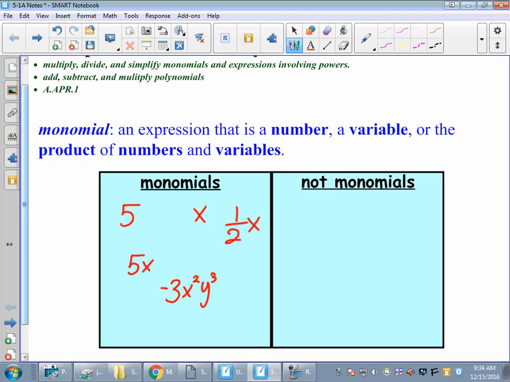Now sometimes when we see this, 1/2 x is sometimes written as x divided by 2, and it looks like division, and it's not. It's really the multiplication of 1/2. So that one's kind of tricky because people think that it's not a monomial because it shows division.